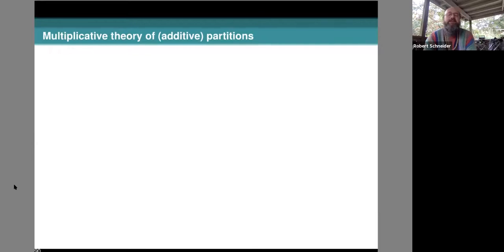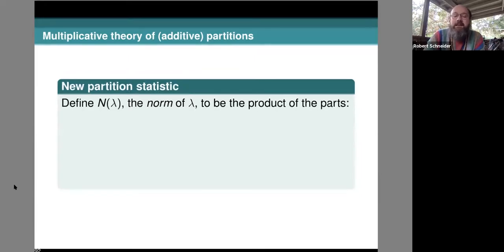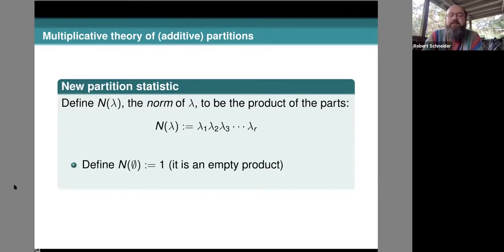Okay, so here I want to now move into the multiplicative theory that I'm trying to preach. We need to first start with a new partition statistic. Let n of lambda be the norm of lambda. The norm is the product of the parts. See, those are the parts from the previous definition. And on the empty partition, the norm is 1. It's an empty product. So in this case, it's not 0 like all of the other statistics, because those are additive statistics. This is a multiplicative theory.